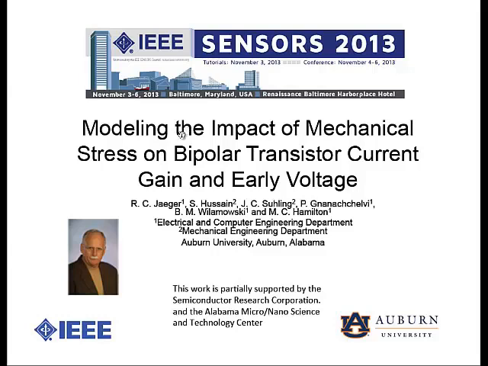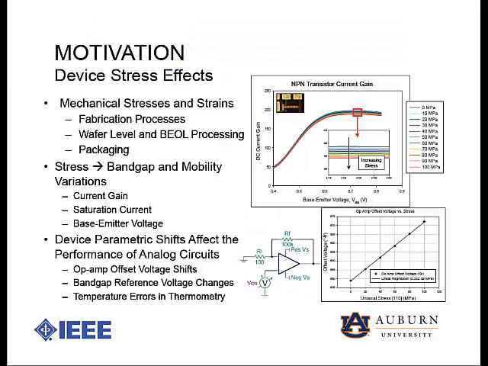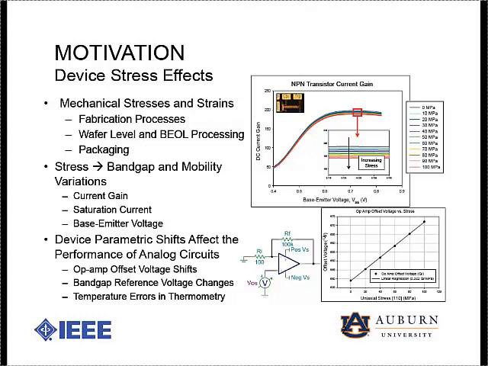I'm going to be looking at stress in bipolar devices. There's a lot of stress induced during the fabrication and packaging of bipolar integrated circuits, and this modifies the parameters of the devices and ultimately changes the current gain, and that will change parameters in the various circuits. Offset voltage shifts are recorded, band gap reference voltage changes, thermometry errors in thermometers.